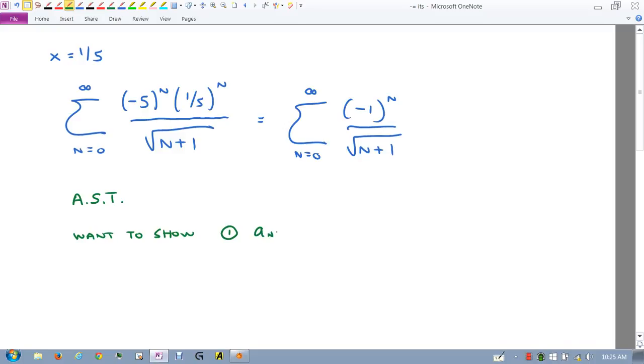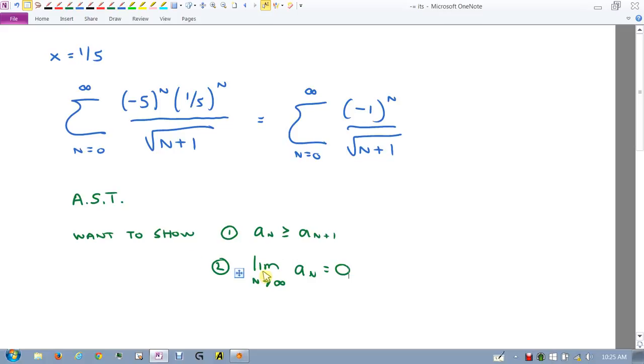Wasn't it a sub n is greater than or equal to a sub n plus 1? And the second thing was the limit as n goes to infinity of a sub n equals 0. I need to show that it's a decreasing sequence. I need to show that the limit goes to 0.